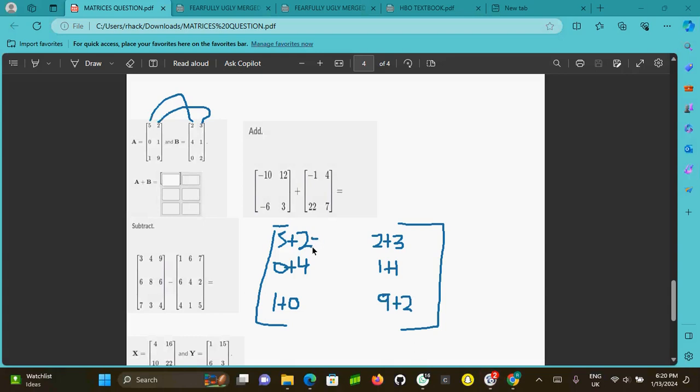So this will give us, let me draw another box: 7, 5, 4, 2, 1, 11. Yeah. Thank you very much.